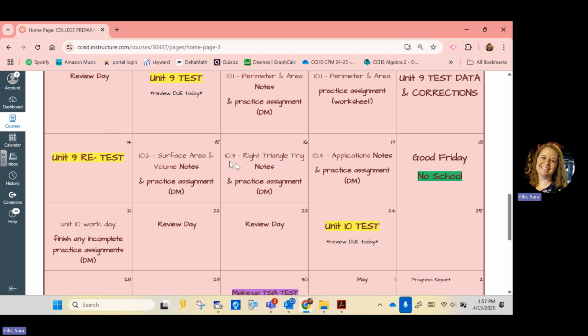We're going to finish up the Unit 10 notes this week. You've got a 3-day weekend, no school Friday. Then we'll come back. We'll have a work day to finish any practice for Unit 10, a couple review days, and then your Unit 10 test will be next Thursday. Okay. So we're halfway done with Unit 10 now.